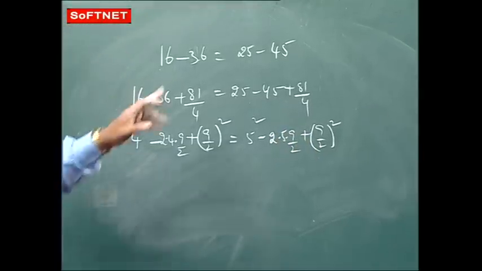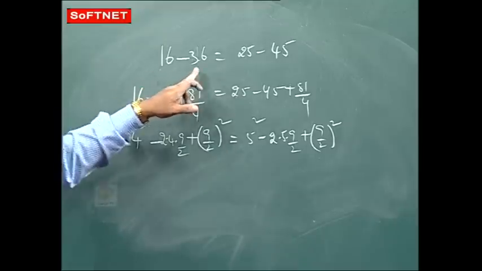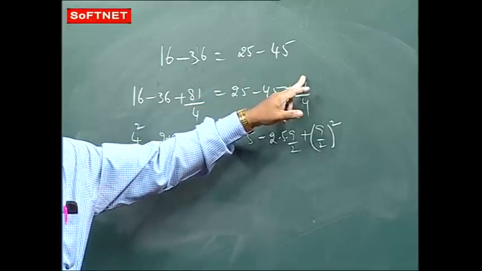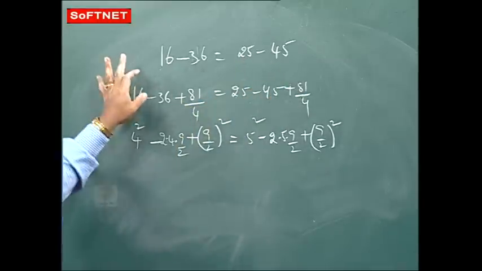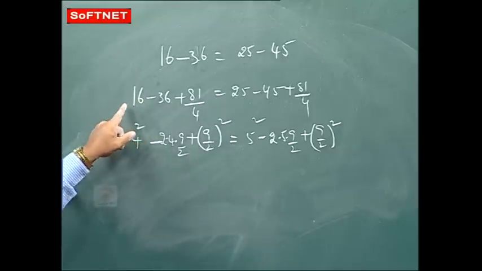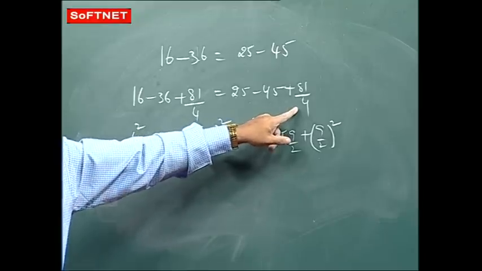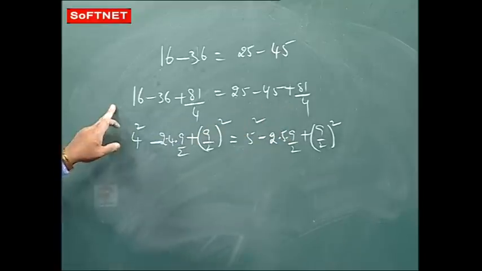Okay. Come to the first step here. 16 minus 36 is minus 20. 25 minus 45 is minus 20. Both are the same. Is anything wrong in this step? No. 16 minus 36, I added 81 by 4 on both sides. Is anything wrong in this step? The step is correct.